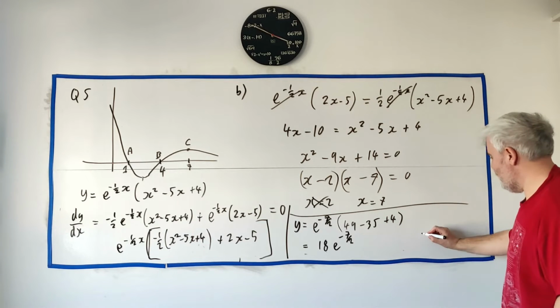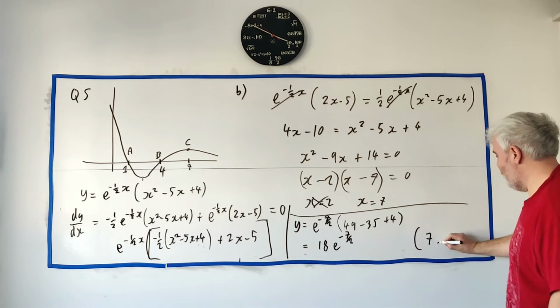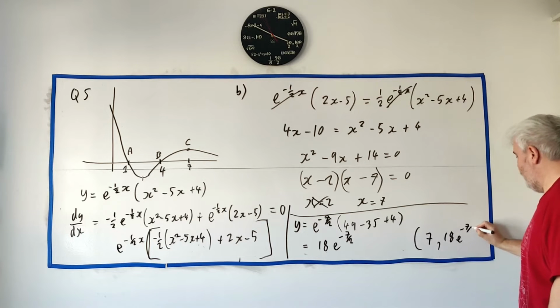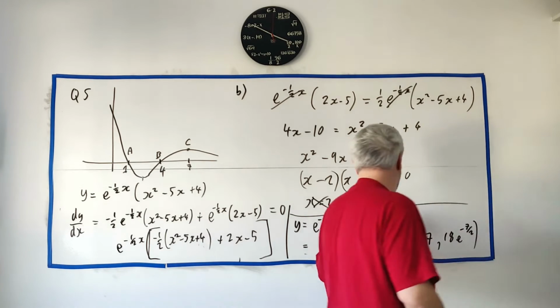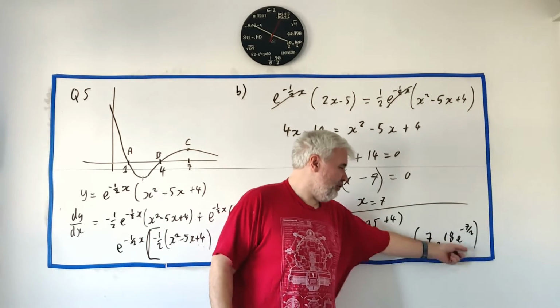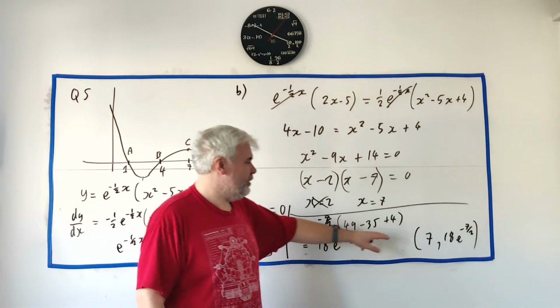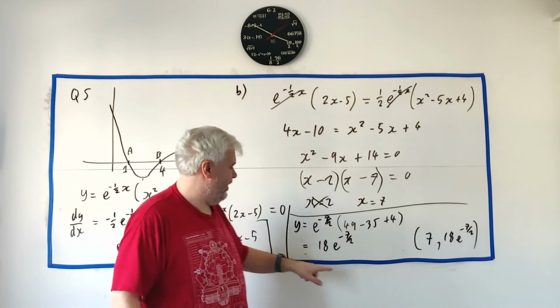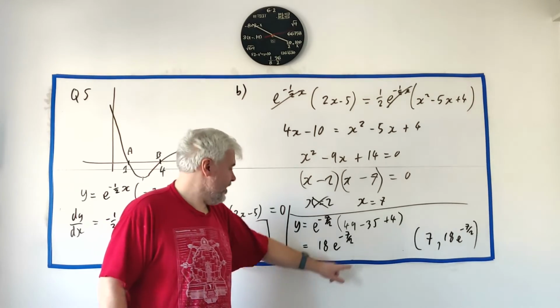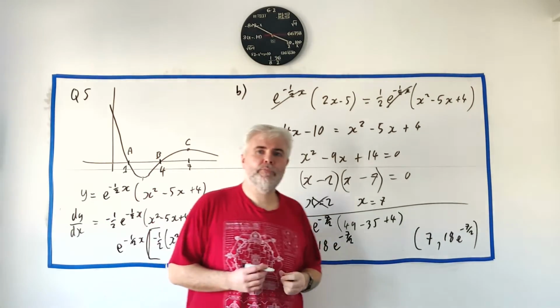But I like to just make sure and write it in coordinate form. 7, 18 e to the minus 7 over 2. Because remember, they didn't ask for x, they didn't ask for y, they asked for both of them. So just put them both together. Again, I don't think you would lose a mark once they see 7 and 18 e to the minus 7 over 2. Yeah, just checking that's right, and it does seem to be right.